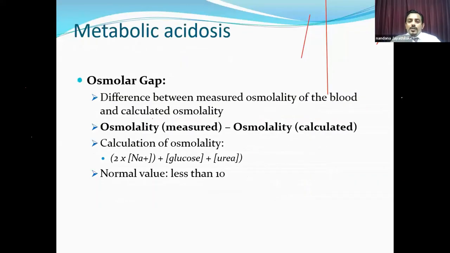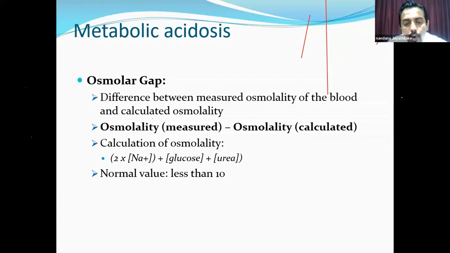Another thing in metabolic acidosis, now that you know anion gap and delta gap, is another entity, a small one, not a big one: the osmolar gap. It is the difference between the measured osmolality of the blood and the calculated osmolality. Osmolar gap is measured osmolality minus calculated osmolality. How do we calculate the osmolality? With your blood sample: 2 times sodium plus glucose plus urea, all in millimoles. By this means, you can calculate the osmolality.